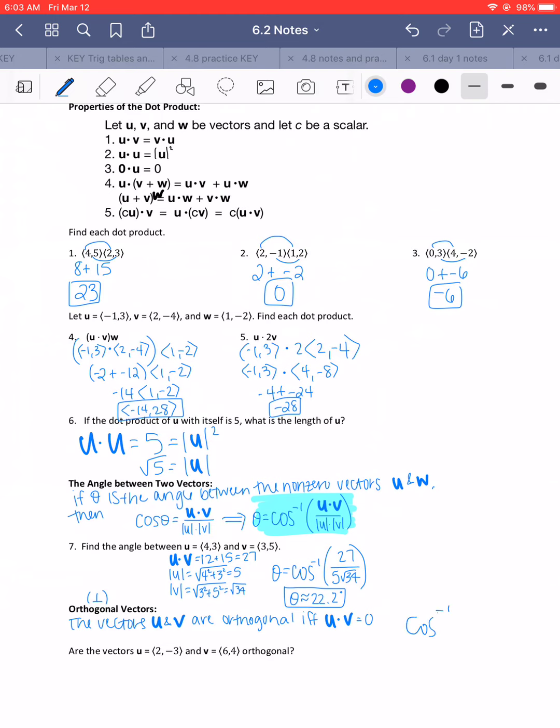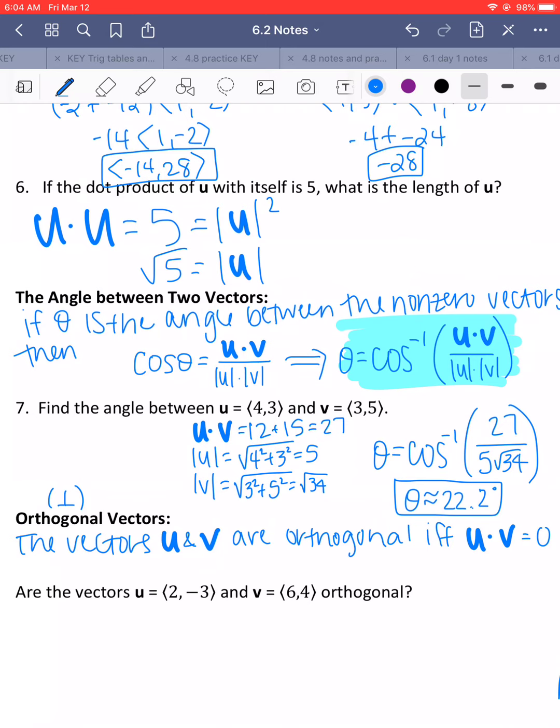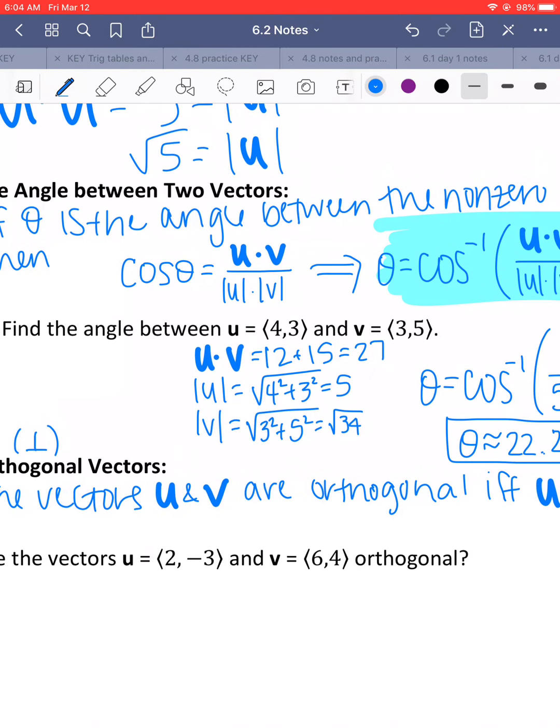And the reason for that is if you were doing cosine inverse of 0 over just any other number, that is going to be cosine inverse of 0, which is going to be right at that top spot of 90 degrees. So my angle between them would be 90 degrees. That just has a special name, kind of like if two lines make a right angle, we call them perpendicular. If two vectors make a right angle or have an angle between them at 90, we call them orthogonal.